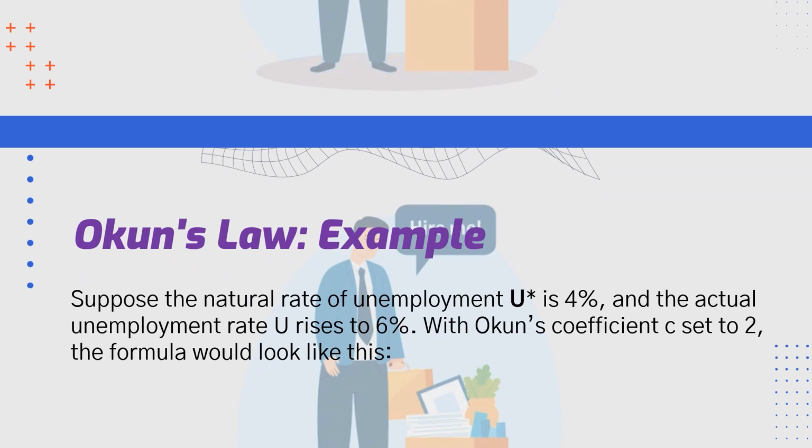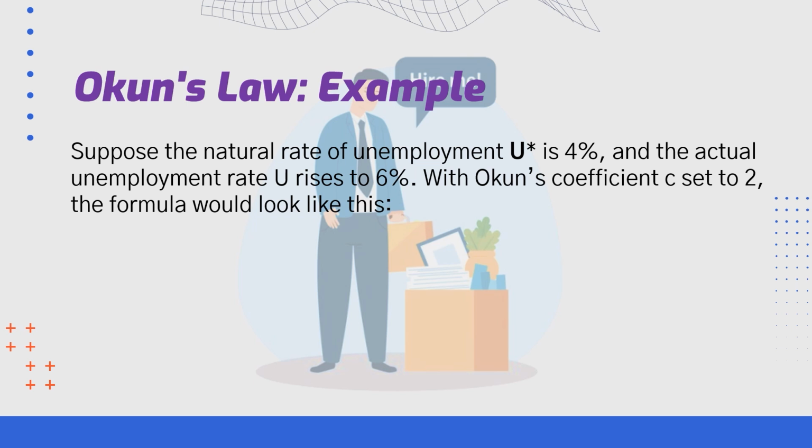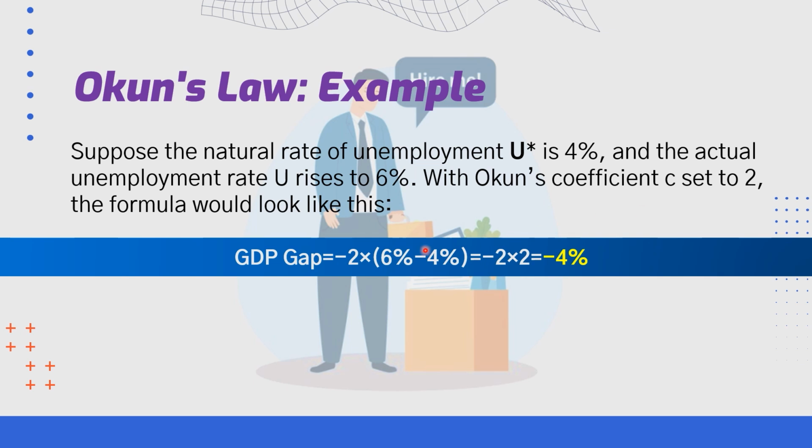Okay, as I already told you, suppose the natural level of unemployment in a specific country is 4%. The natural level of unemployment is usually described by this sign, U with a star, and the actual unemployment rate, which is U, rises to 6%. So the difference is 2%. With Okun's coefficient, which is usually described by the letter C, set to 2, the formula would look like this. So minus 2, because C is usually 2, multiplied by the difference between the actual and the natural level of unemployment, which gives us the value of minus 4.